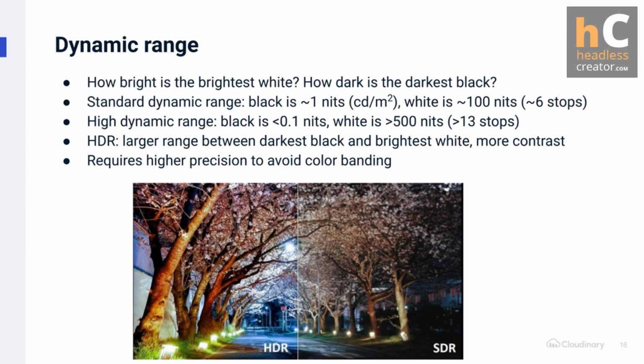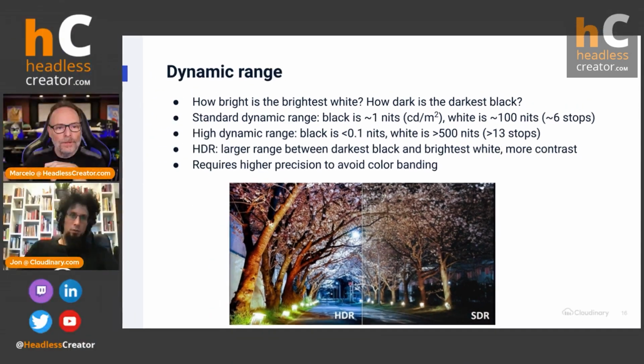So the darks are darker and the brights are brighter. And basically you can have more contrast in your image, and just a more accurate reproduction of the intensities in an image that gets closer to what is available in the real world, let's say.